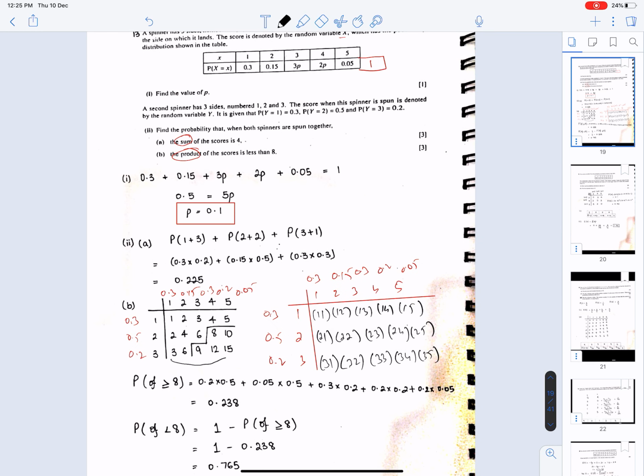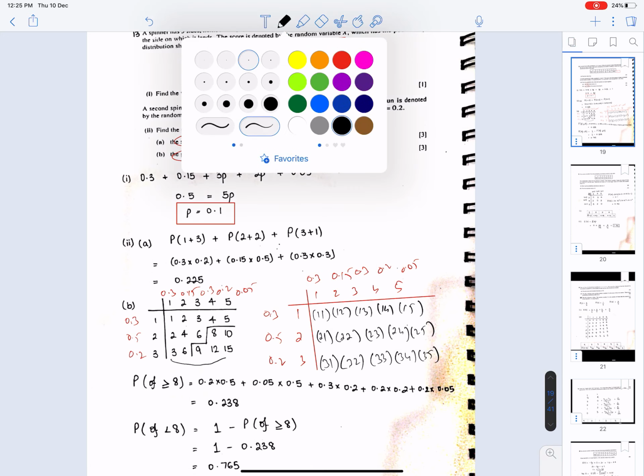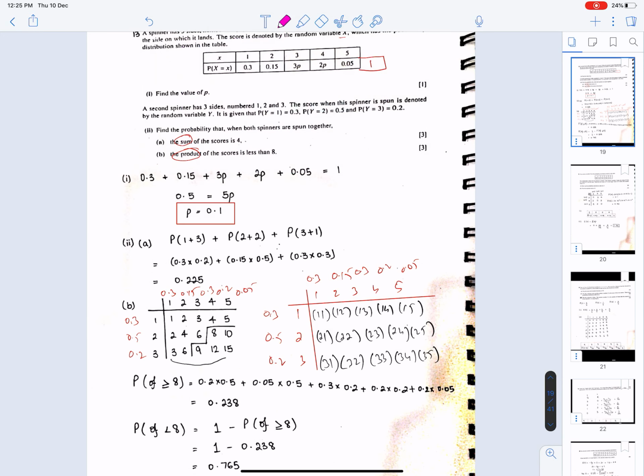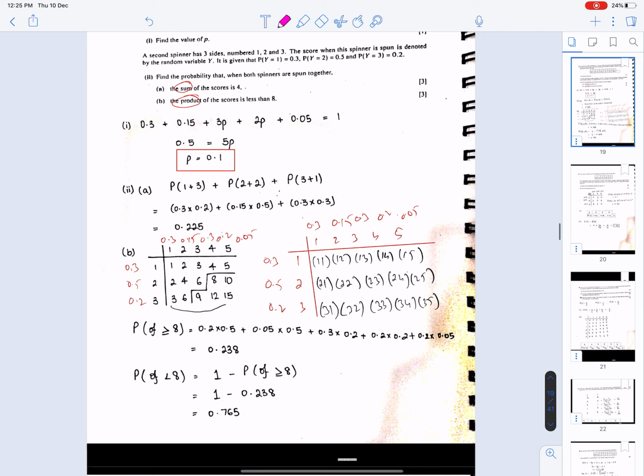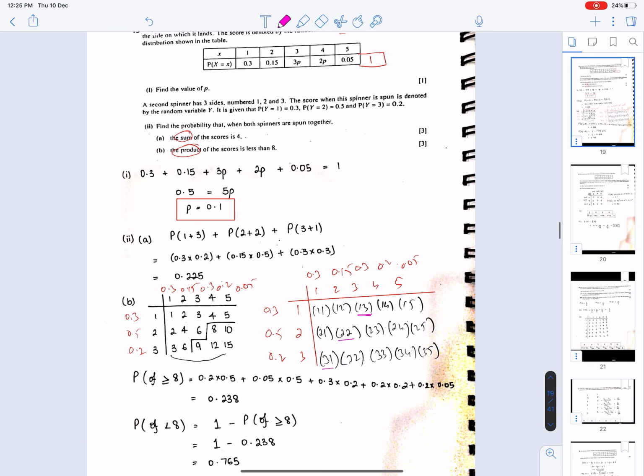Part 1, the sum of these scores is 4. You just need to select the options. The sum of the score is 4: this option and this option will give you the requirement. So for this option, 1 3, the probability is 0.3 times 0.3. This is here, and here.